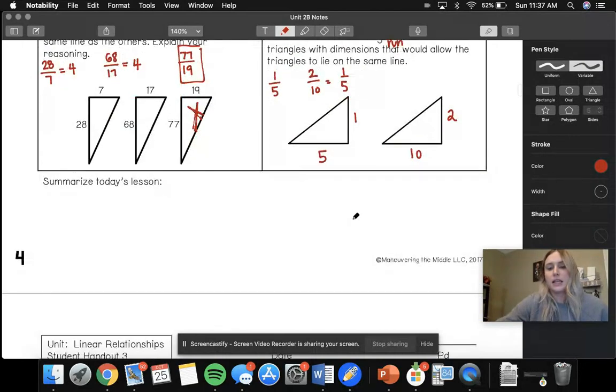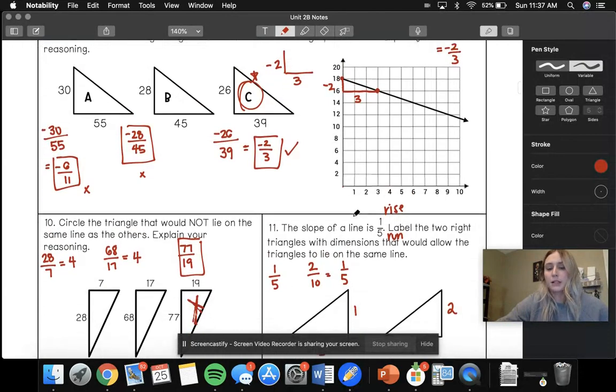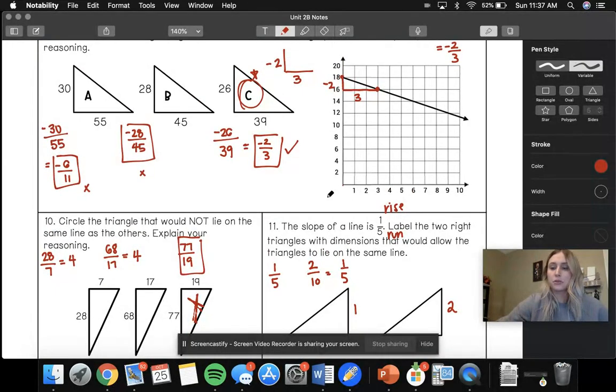All right, so for today, I think we're going to do a Go Formative practice. You will also have tomorrow to work on this as well.